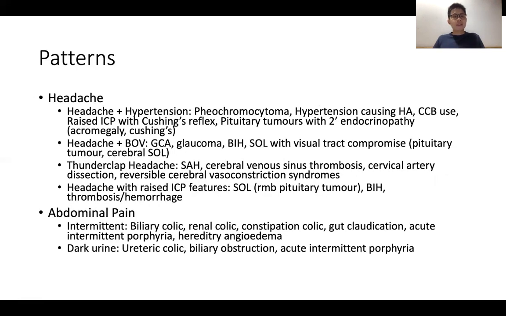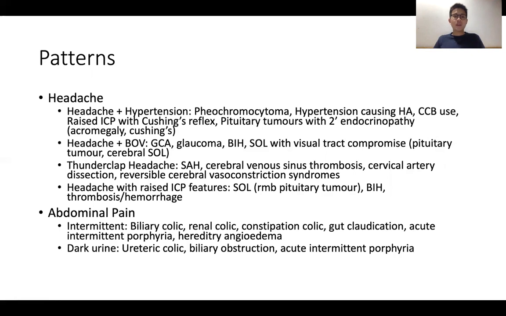So we talked about patterns. So these are two conditions. And when we talk about two approaches that are familiar to us, when we think about patterns, there are a few ways to think about it. It can either be patterns of the characteristic of the symptom. So for example, abdominal pain that is intermittent versus constant. And when we think about intermittent abdominal pain in the PACES context, then you think of the different kinds of colic. You need to think about gut claudication, porphyria, hereditary angioedema.